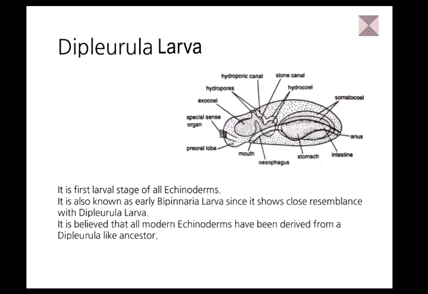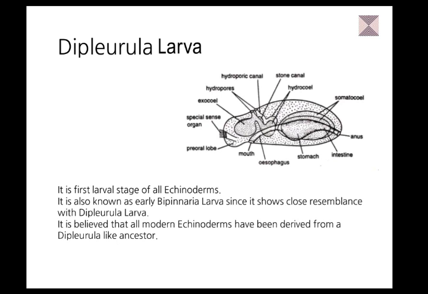Now it is believed that all the modern echinoderms have been derived from a Dipleurula-like ancestor. This is a very, very important line as far as the evolution of the echinoderms is concerned. If you take up the whole life history of all the classes of the echinoderms, you can well see that they start from this Dipleurula larva-like ancestor. So it has been hypothesized that the ancestor of all the present echinoderms will be just like this Dipleurula.